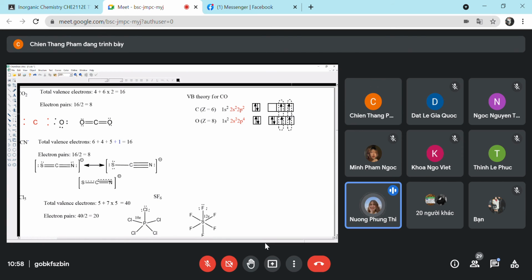This one has to change direction. Okay, we can consider this one later. So is there another one? What is this one? Or is there another overlap between orbitals? Is there anything else?